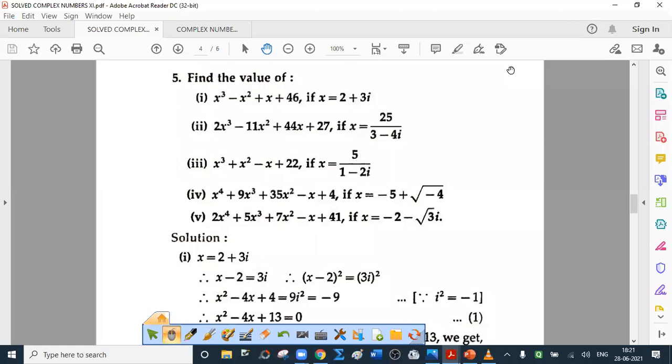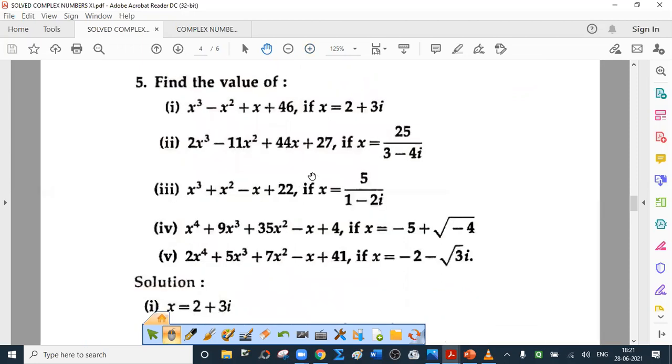Question 5. Find the value of. We are going to discuss the first one. Please do not write, just listen to me. But please do write the solution after the lecture. You are asked to find the value of x cube minus x square plus x plus 46 if x is 2 plus 3i. You may say, sir, what is the big deal?